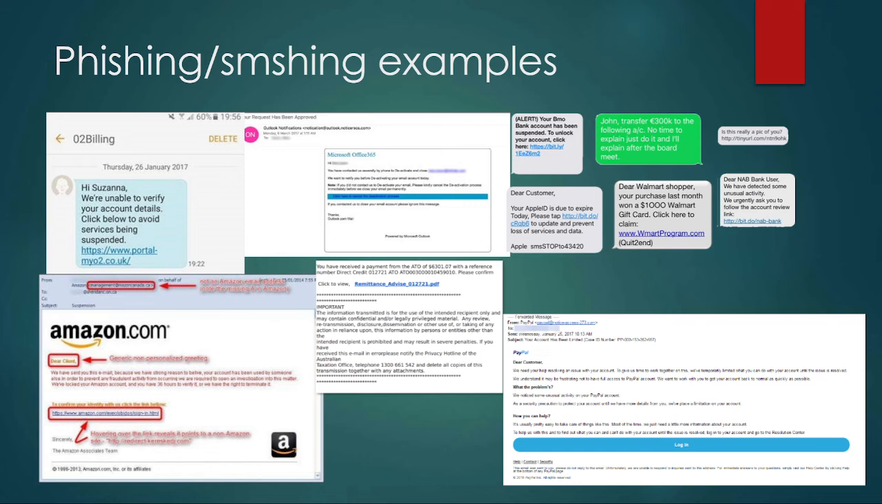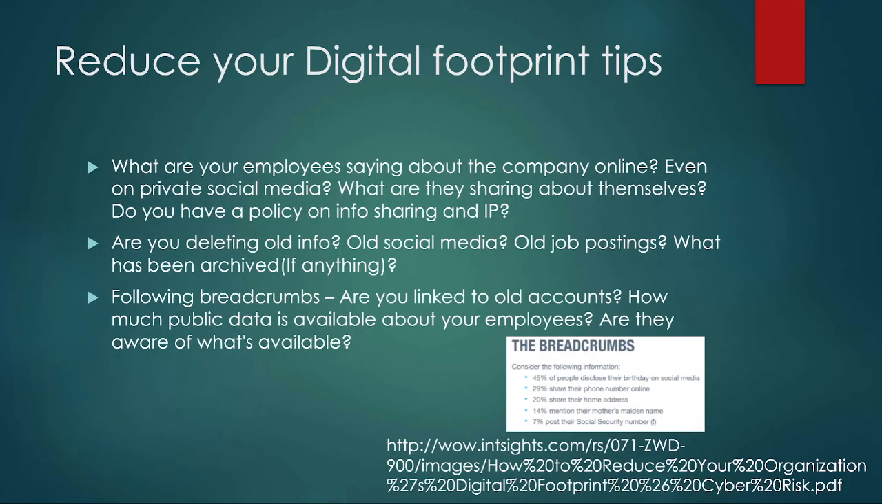You can also see some examples of bad email addresses or links that are going places that aren't really the right place. So, for example, Walmart's URL is not wmartprogram.com. So things like this are ways that we can defeat some of these phishing and smishing style of attacks.